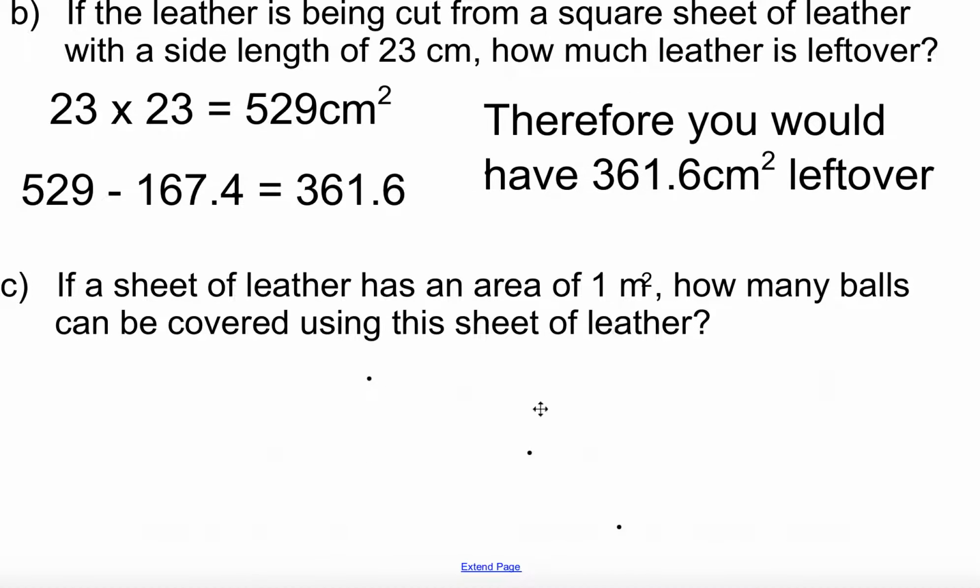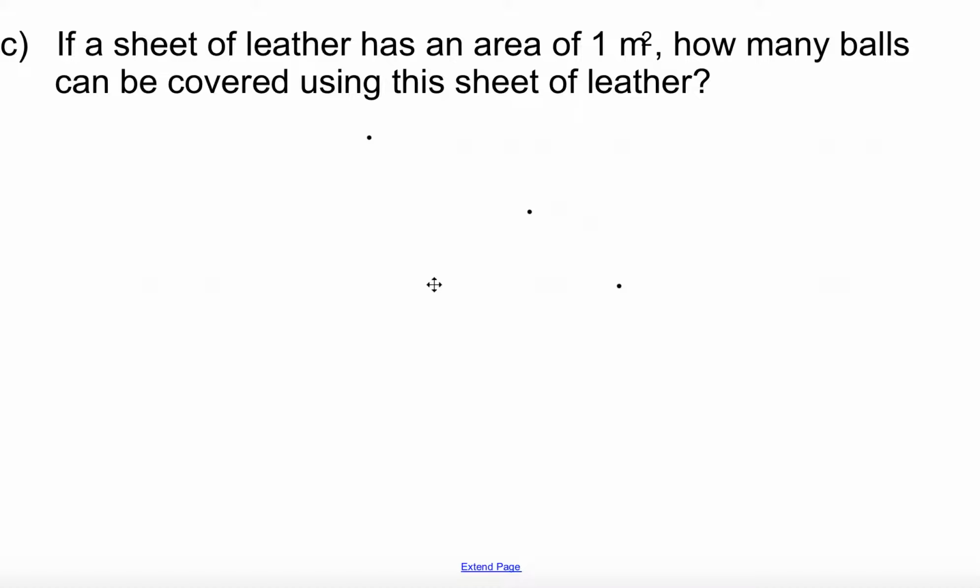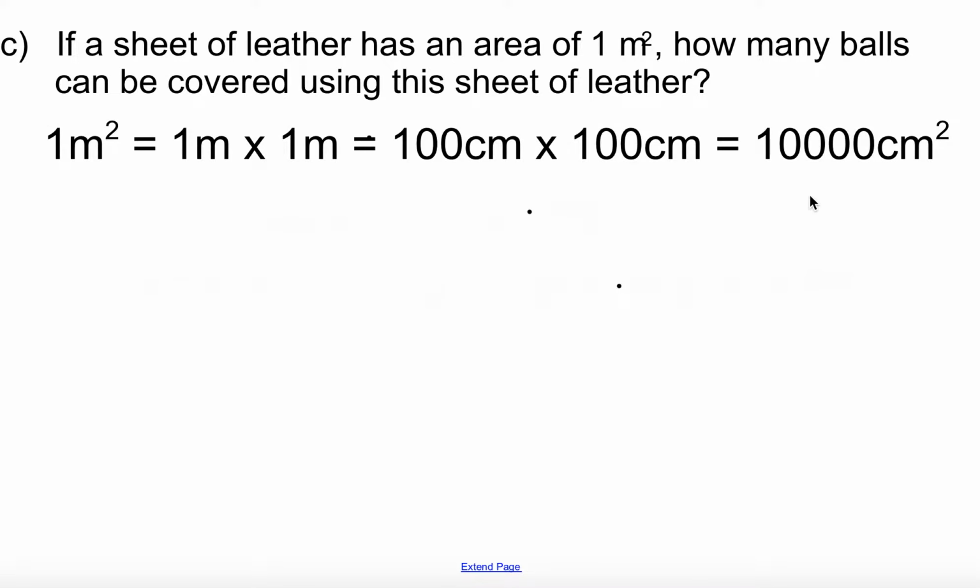Finally, if we've got a sheet of leather that has an area of 1 meter squared, how many balls can be covered using this sheet of leather? Well, 1 meter squared is 1 meter by 1 meter. Okay, 1 times 1 is 1. We need to change it to centimeters because that's where we have all of our other units. 1 meter is 100 centimeters. So we're going to have 100 centimeters times 100 centimeters. And that's going to be 10,000 centimeters squared.